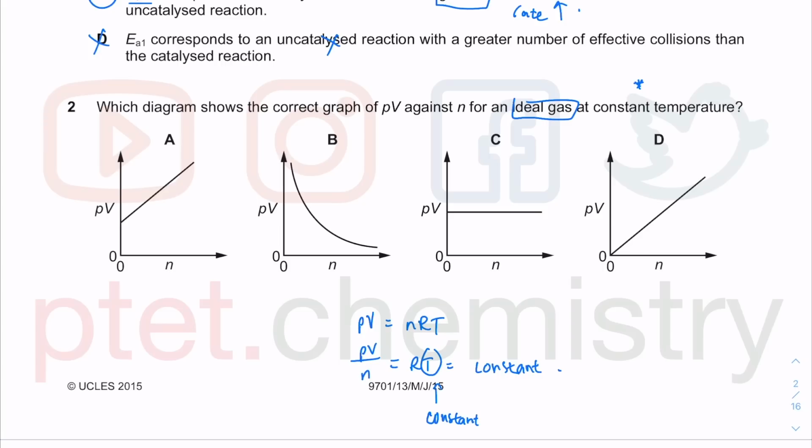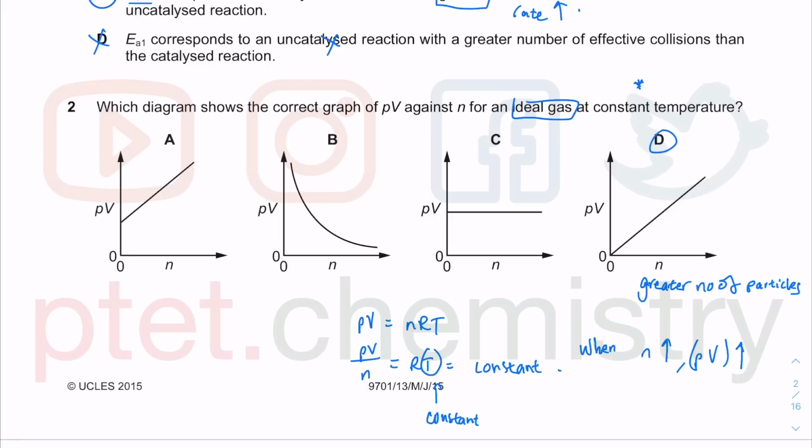let me think, is that true? So if RT is constant, that means when n increases, PV must also increase, because if the bottom gets bigger, the top must get bigger, otherwise this value will change, and you don't want the gas constant to change, you don't want temperature to change. As n increases, PV must increase because you get a greater number of particles. You get a greater number of particles, and they can occupy greater volume and they can exert greater pressure.